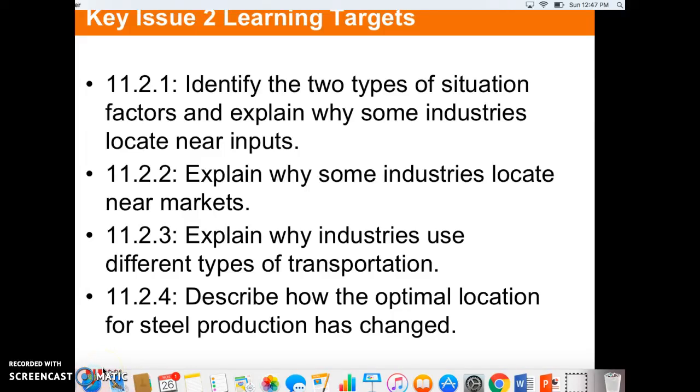So Chapter 11, Key Issue 2, talks about the site and situation factors for industry and why they're important. Chapter 11, Key Issue 2 is a little bit longer. Before we get started, I want to review real quick what site and situation mean.